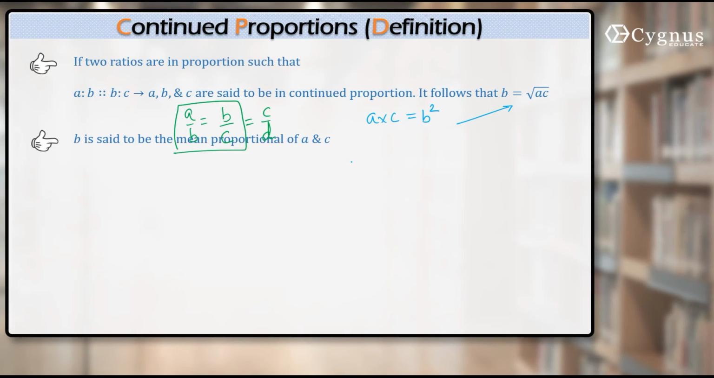So if there are only three terms, how do we write it? We'll say that B is the mean proportion of A and C, and C is said to be the third proportion. So if only three terms A, B, C are given, how do we write them? A is to B must be equal to B is to C. This B becomes the second or mean proportion, and C becomes the third proportion.